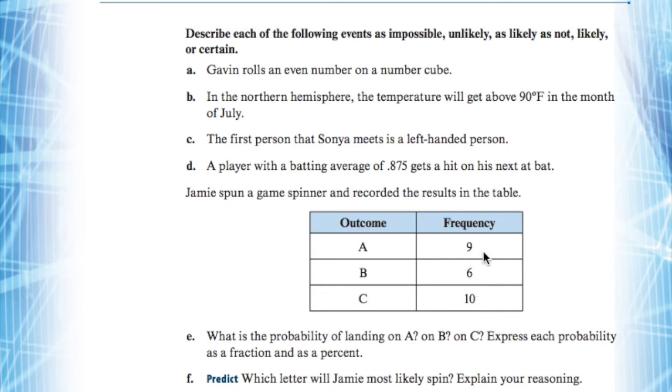25 times. Now, on your homework page, I've actually written in the next category over here as the fraction, the total number of 9 out of 25, 6 out of 25, and 10 out of 25 to show your experimental probability. And then in this question it says, what is the probability of landing on A and B and on C? Express each as a fraction and a percent. I've already done the fraction portion for you.